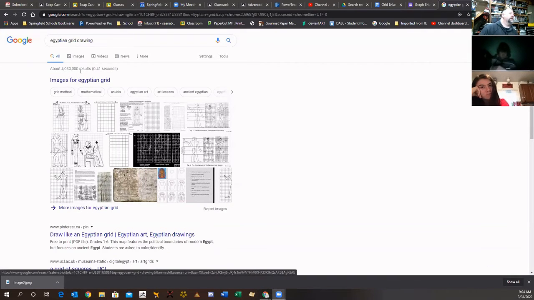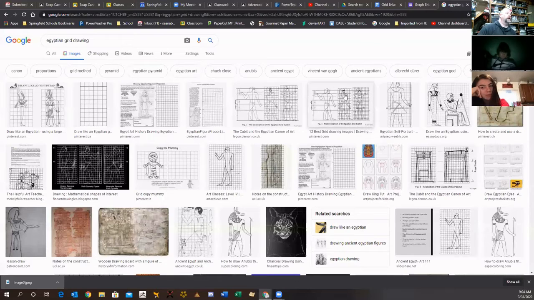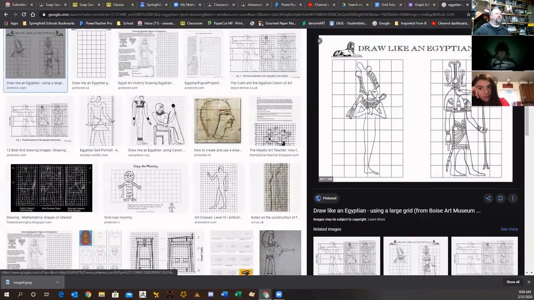So when we look at it, I'm just going to click into these images for Egyptian grid drawing. And we know that the canon of proportions exists. The reason behind the canon of proportions is it's a way to lay things out in a very precise manner, because it's important for Egyptians how things are viewed. So let's pop up these guys right here, and things that are laid out.